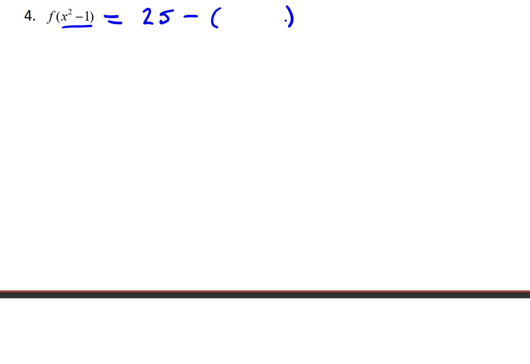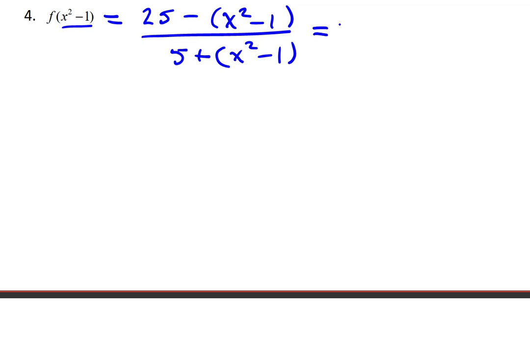So I'll have 25 minus blank in the numerator. In the denominator, we'll have 5 plus blank. And the blanks are just a little bit wider because now we're going to go back and put our input in the blanks, which happens to be x squared minus 1 in both input locations. And now we simplify. So let's go ahead and distribute our negatives to start combining.